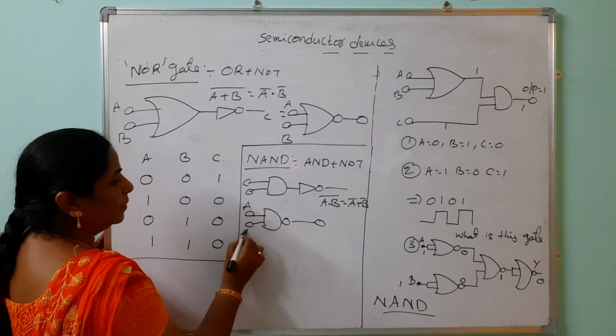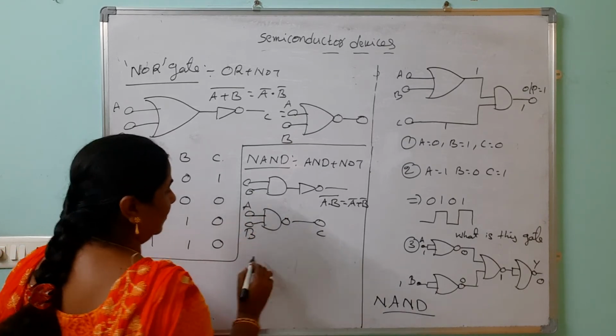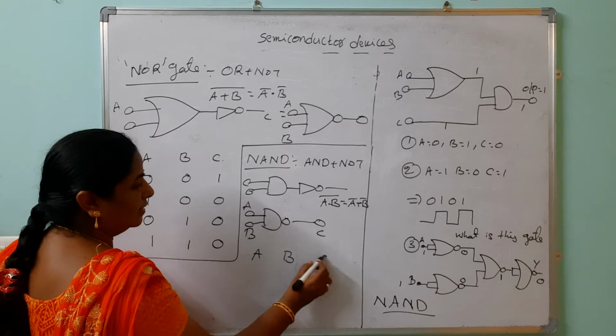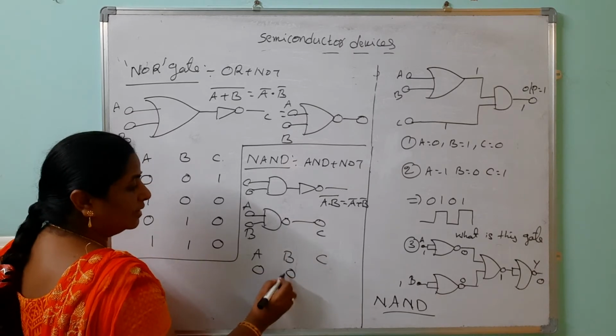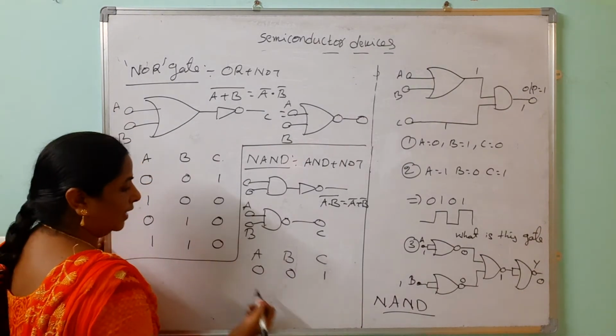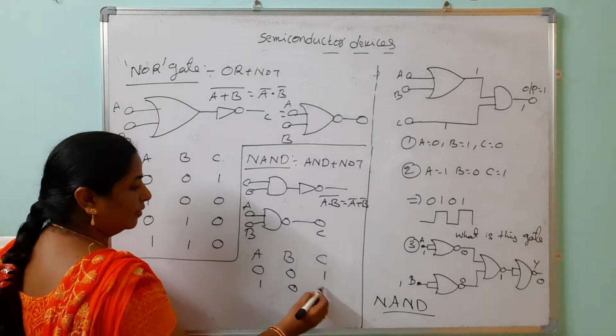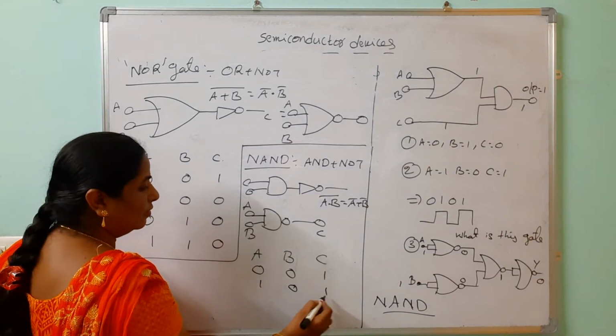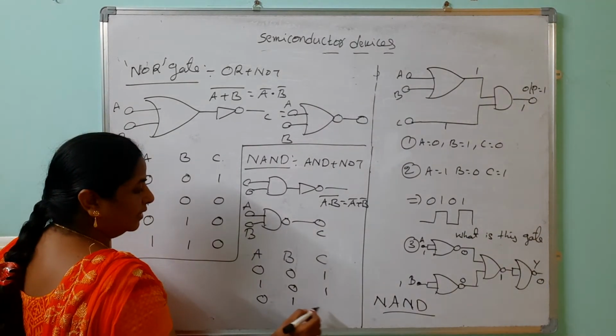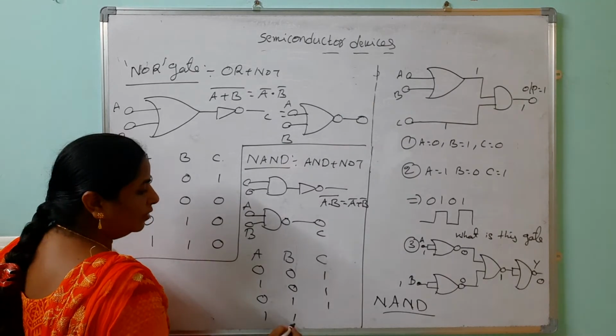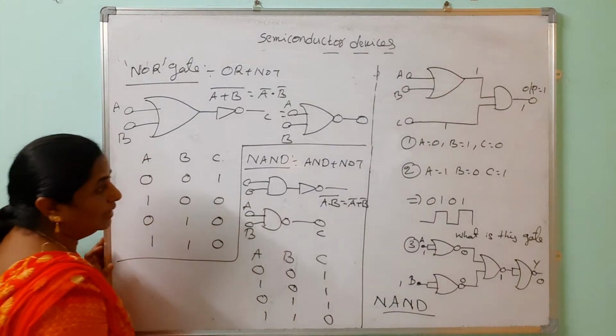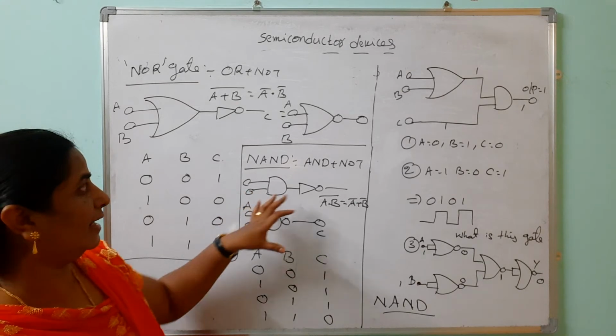It has two inputs and one output. See, look here, A, B, C. 0 into 0, 0, but 0 bar equals 1. 1 into 0, 0, 0 bar equals 1. 0 into 1, 0, 0 bar equals 1. 1 into 1, 1, 1 bar equals 0. Just the opposite of the AND gate you are getting.